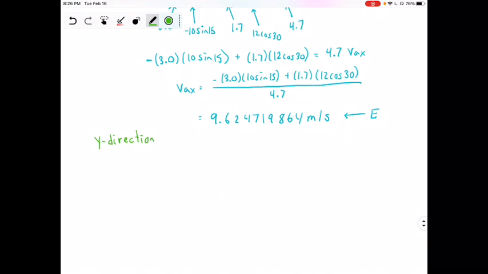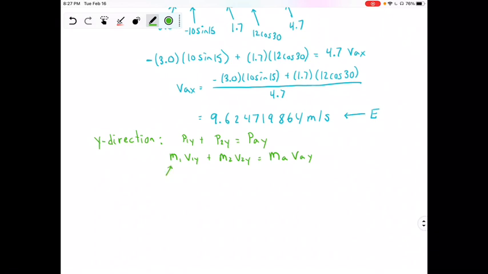So we use the same steps as before. We write out the momentum equation, p1y plus p2y equals p after y. And then I rewrite this in terms of its masses and velocities: m1 v1y plus m2 v2y equals m after v after in the y direction. And fill in what we know.